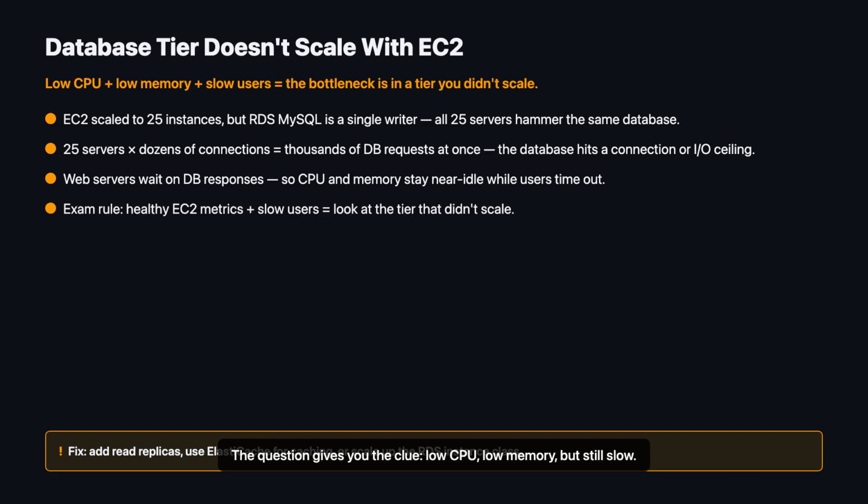The question gives you the clue. Low CPU, low memory, but still slow. That means the work is stuck somewhere else. In a 3-tier app, that's almost always the database.